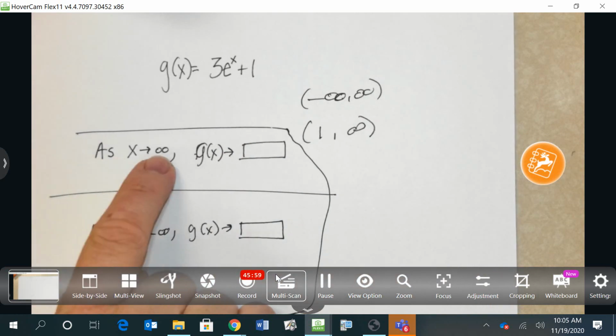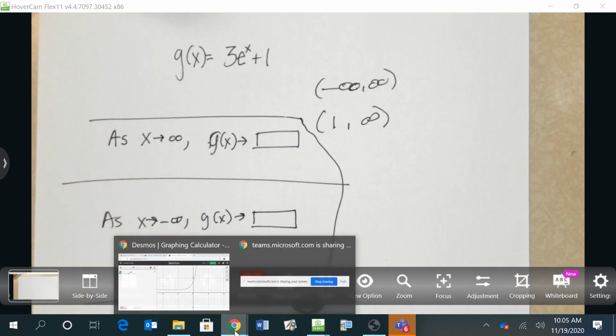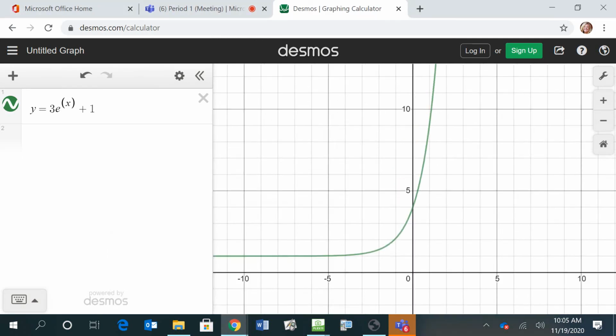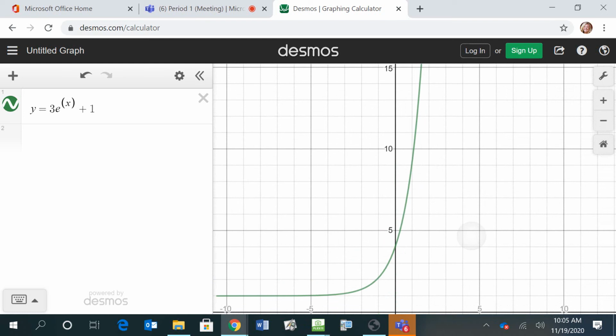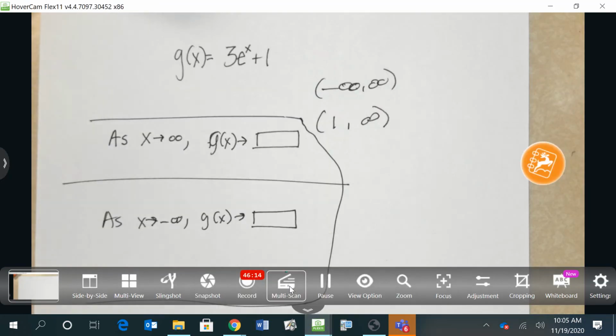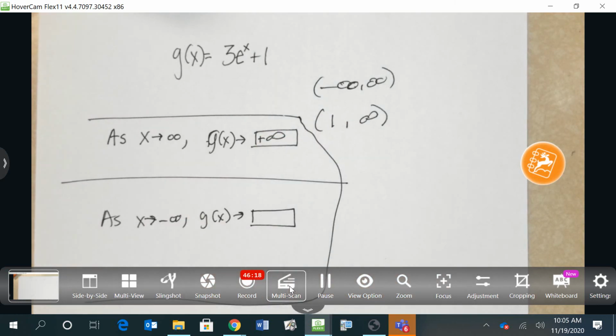So let's look. As I go to positive infinity, what's happening? Positive infinity is way over here. What's happening? The graph is headed up. I can see that. The graph is headed up when I go to the far right. And for that reason, I would put infinity or a positive infinity. You don't have to have the plus sign. It's not necessary.